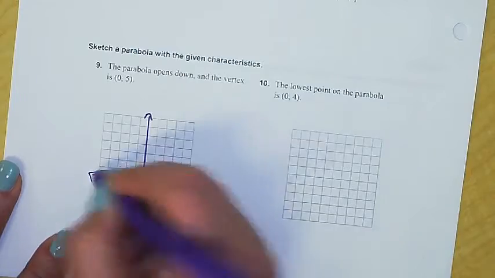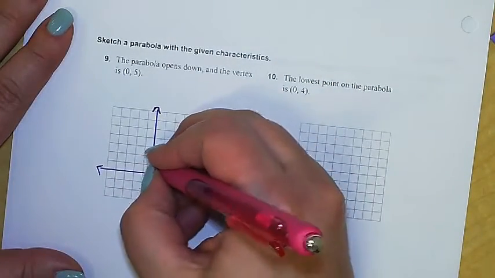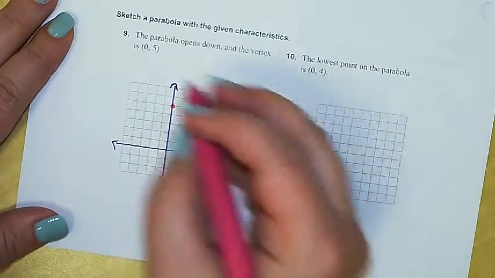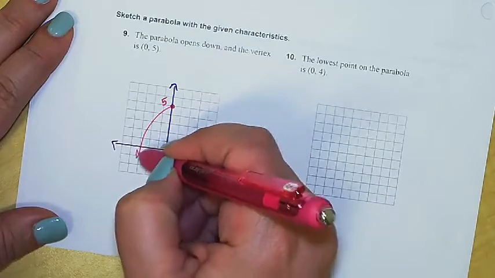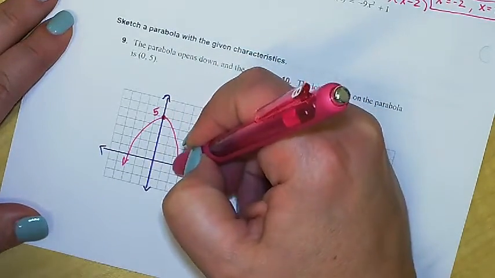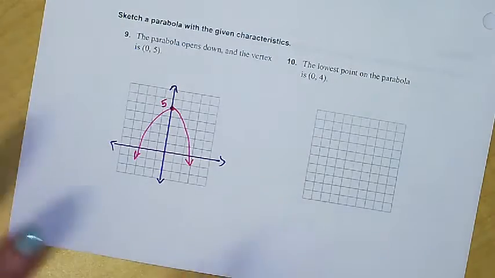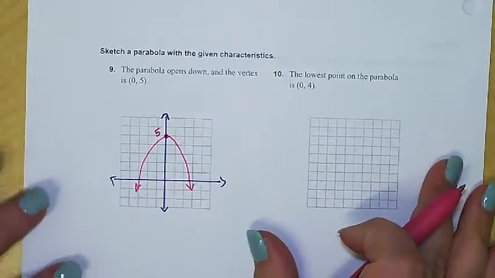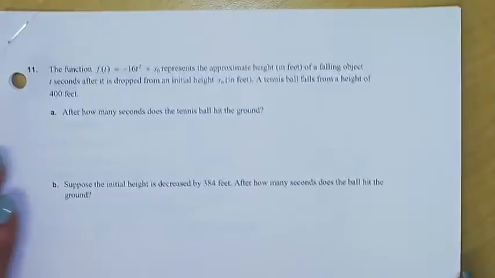So if it tells me that the vertex is at (0, 5), then that's where I'm going to put my vertex. 1, 2, 3, 4, 5. There's (0, 5). And then it opens downwards. So then I would just make a parabola that goes down, and you're set. Okay? So again, there's other possibilities, but as long as it opens downward and that's your vertex, you're set. Okay? All right, let's flip it over and let's finish out with that free fall problem that I promised you, and then we'll end here.